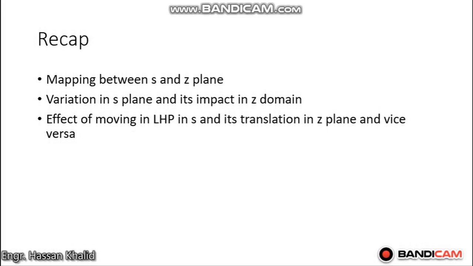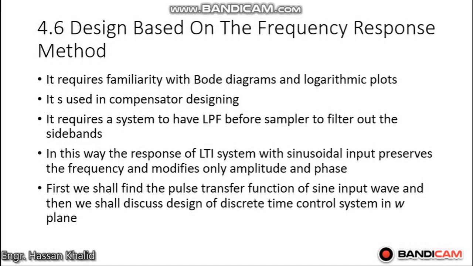In this chapter 4, we first of all studied the mapping of the S plane and Z plane. After that, we also reviewed how the variation in the S plane will cause an impact in the Z domain. I hope that you do remember how we traced those primary and secondary strips, and while moving along those strips, what the impacts in the Z domain were as well. So based upon all those facts, now let us begin to study how we can design a system using the frequency response method.